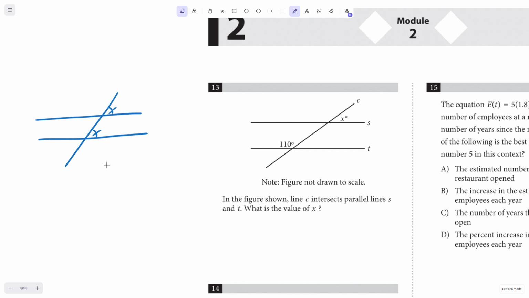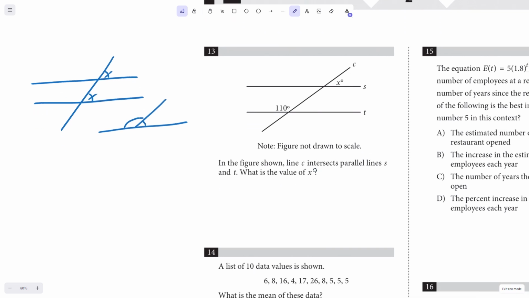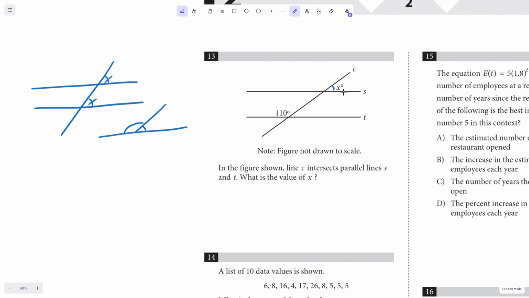And we know that when we have a straight line, the sum of the two angles that constitute it must be equal to 180. So let's solve the problem. Since this angle right here is equal to x, this angle right here must also equal to x. And the sum of these two angles, 110 and x, must equal to 180. Let's set up the equation. 110 plus x is equal to 180.